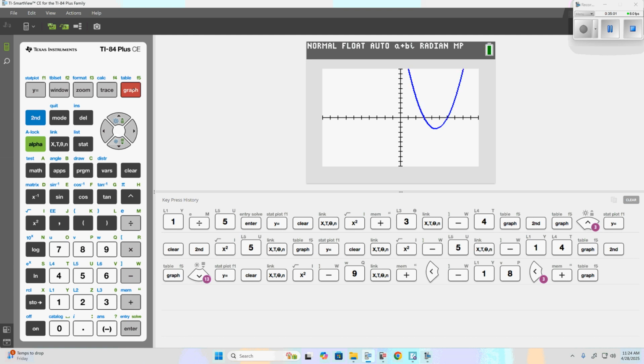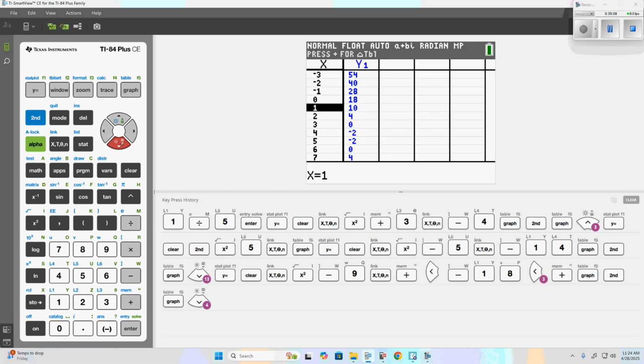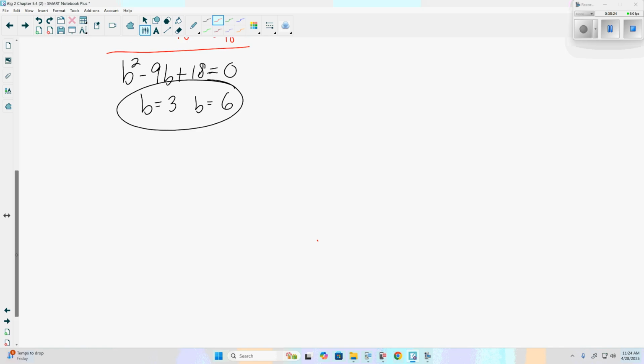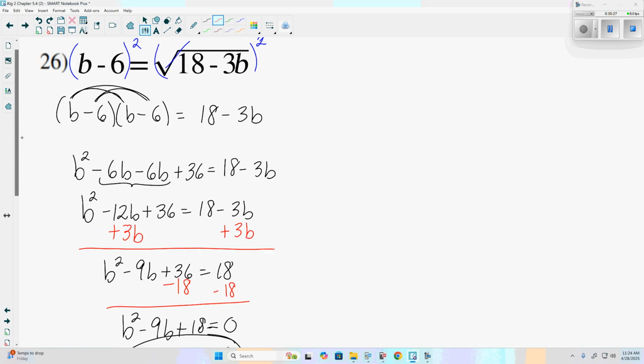And we can graph this here. And it does give us two nice locations where it does cross. Second graph, the two values of x that will make the y value be 0 are 3 and 6. So that tells us that b is equal to 3 and b is equal to 6.